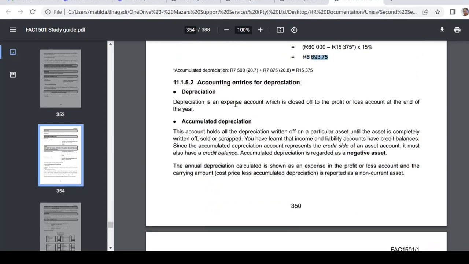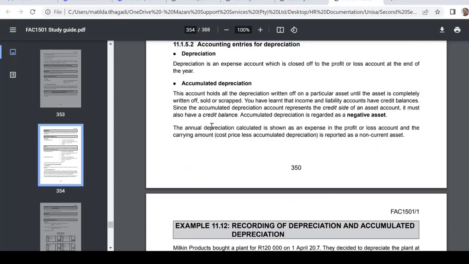Accounting entries for depreciation. Depreciation is an expense account which is closed off to the profit or loss account at the end of the year. Accumulated depreciation. This account holds all the depreciation written off on a particular asset until the asset is completely written off, sold or scrapped.